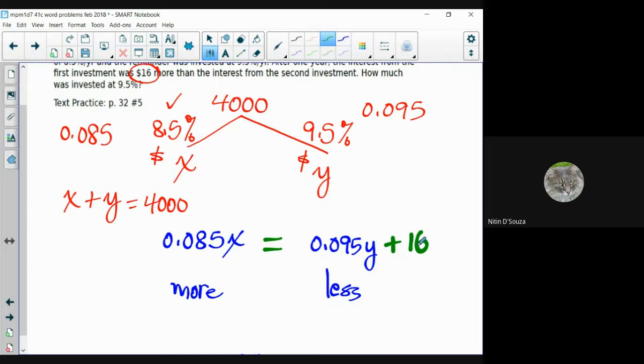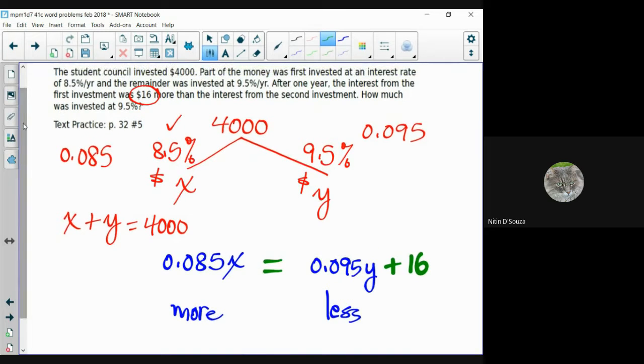So when I take this money and this money, totally I invested $4,000. This money was invested at 8.5%. This was invested at 9.5%. This one made more money. So that tells you that X is bigger than Y, because even though it has a lower interest rate, it's making more money. Okay? So I said, this is more, this is less. I could add to the less to make it equal, or I could subtract from the more to make them equal. Okay? So there's your second equation.